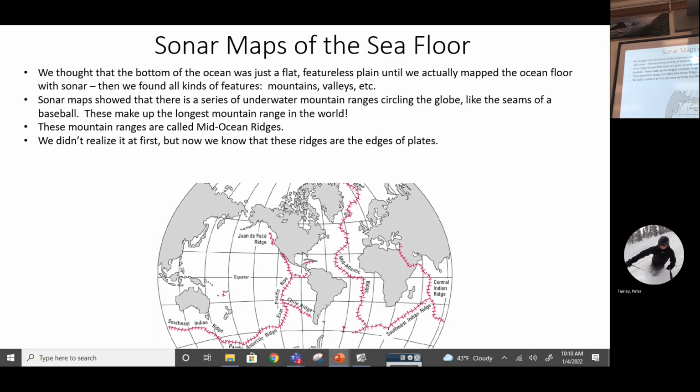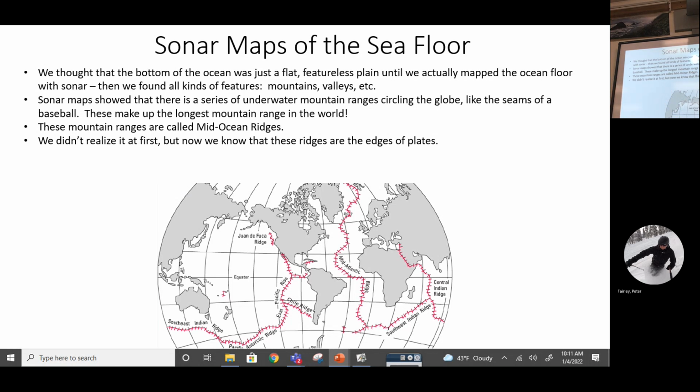We didn't realize it at first when we discovered them, but now we know that the ridges are the edges of plates. So focus on the evidence when you're writing things down. What do we know for sure? Well, we know for sure that there's these underwater mountains that we didn't know about before, huh? Because they were underwater. We discovered the mid-ocean ridges because of sonar.